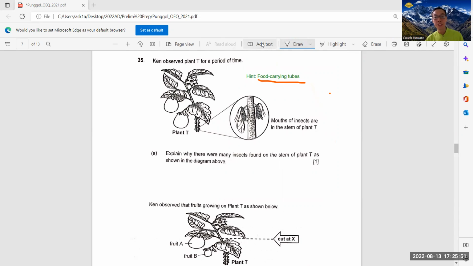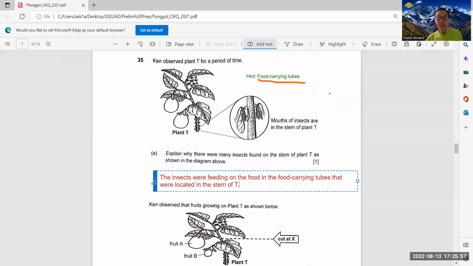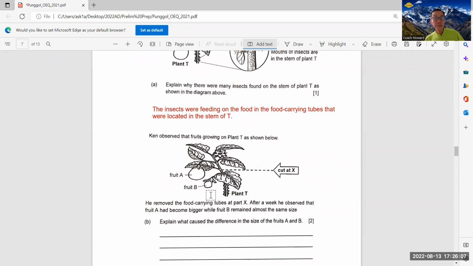Okay, so for this question, you just put, okay, the insects were feeding on the food in the food carrying tube that were located in the stem of T. Okay. Okay, next. Okay, do take note. This question is commonly tested in exam. If you see the P5 and P6 exam paper.